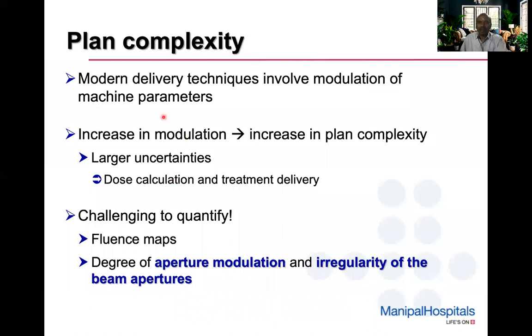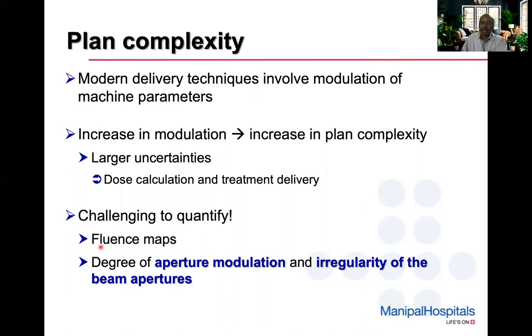The last thing is plan complexity. Modern delivery techniques involve a lot of modulation of the machine parameters, like gantry rotation and dose rate; everything is modulated. The more modulation, the greater the plan complexity, and that can possibly result in larger uncertainties in the dose calculation and also in the treatment delivery. So it is very challenging to quantify this plan complexity.